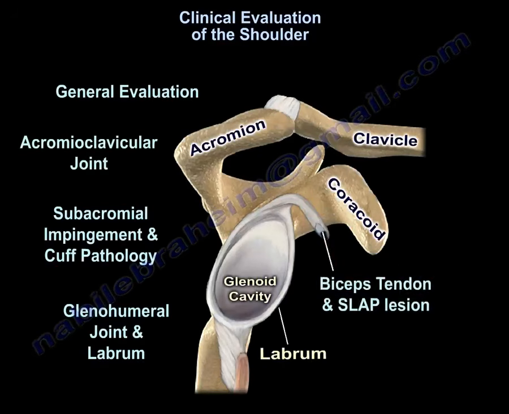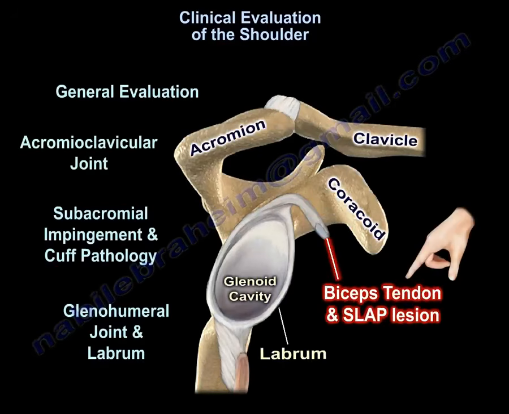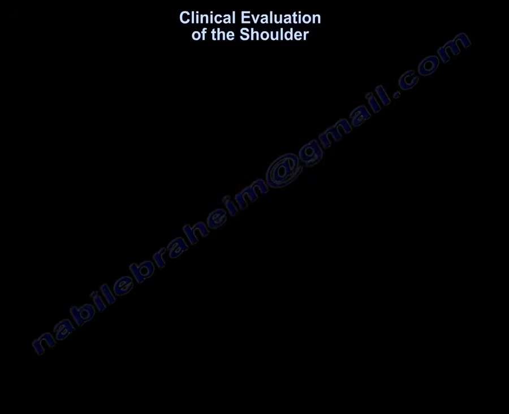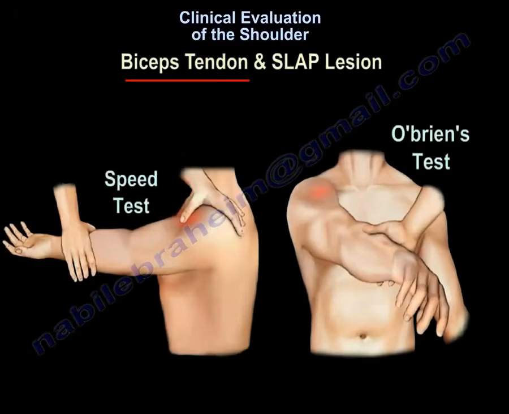Now we see what tests for the biceps tendon and for the SLAP lesion. For the biceps tendon, we use the speed test. For the SLAP lesion, we use the O'Brien test.